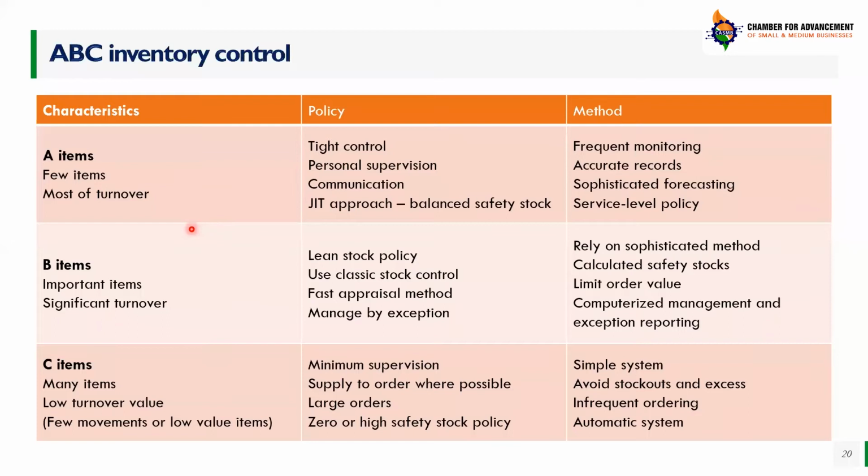Just more explanation on class A, B, C. Class A: few items, but most turnover. So our policy should be tight control over those few items. Personal supervision is required. Good communication, from marketing, sales, purchase, etc., is needed about class A items, and the JIT, just in time approach, should be followed here. We are going to see and discuss more on the just in time approach.